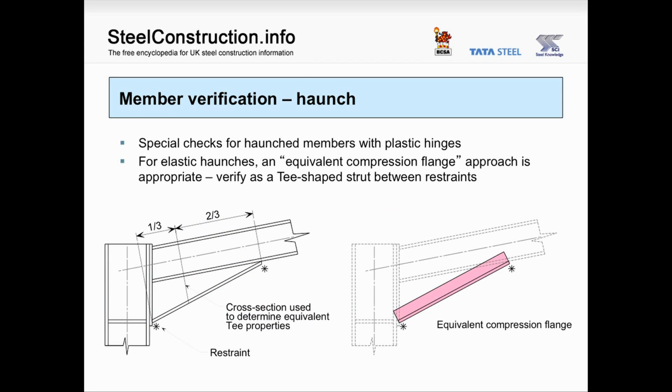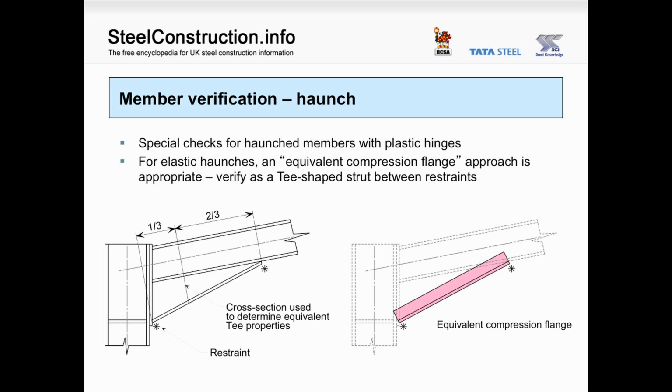Having looked at the column and the rafter, we can then consider the haunch. The Eurocode does have clauses that we might use to determine the stability of the haunch, although they are for haunched members that contain a plastic hinge. We can use those because if we determine that the haunch is stable using a plastic check, then certainly it will be stable if our haunch is elastic.